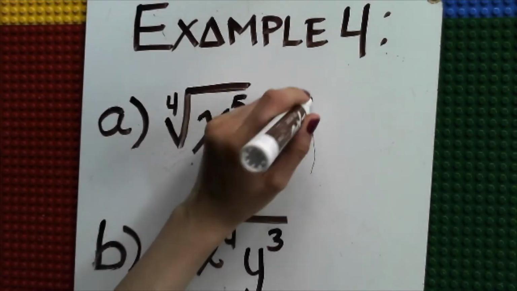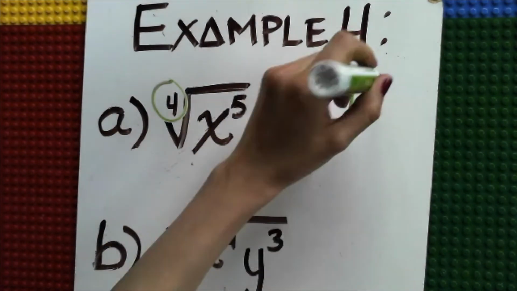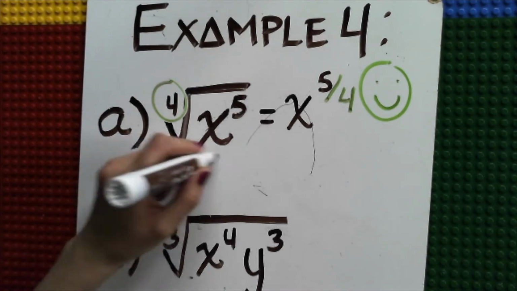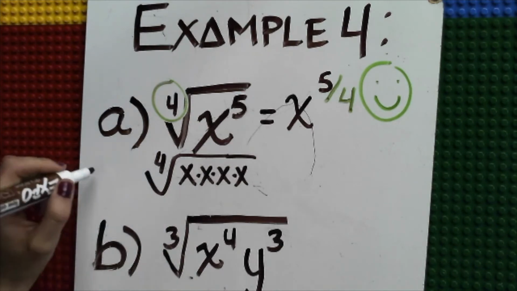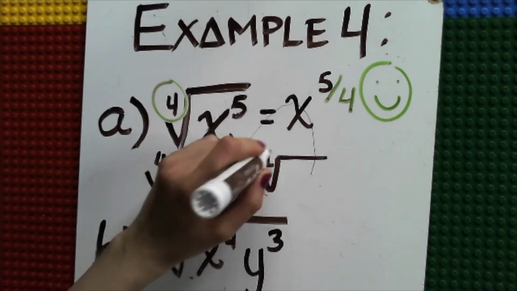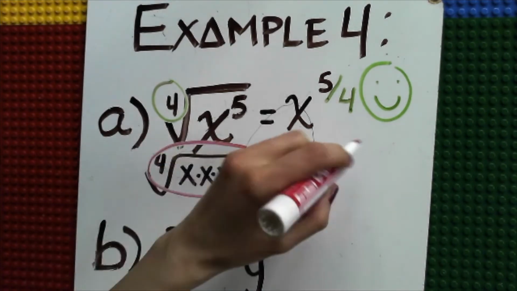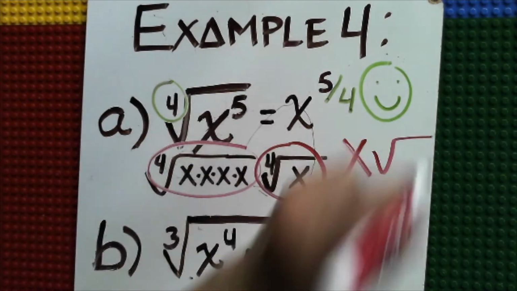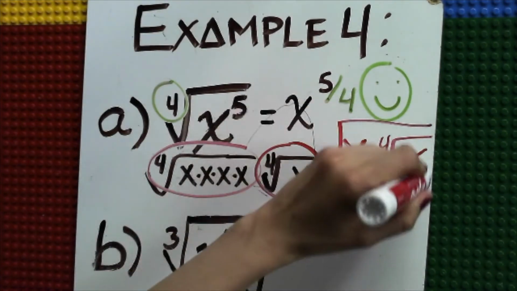Let's consider the fourth root of x to the 5th power. That can be rewritten as x to the 5th power divided by 4. And I'm happy because I know what to do. Since my index is 4, I am going to create groups of 4 x's. Out of the 5 x's total that I have, I can put 4 in one group and 1 is left under the radical. These 4 are going to represent 1 x, while the fourth root of x will remain. And our final answer is x times the fourth root of x.